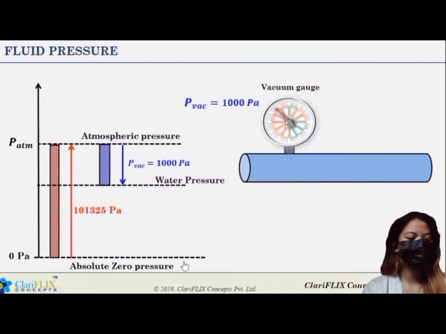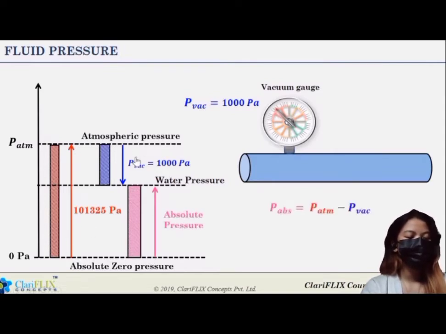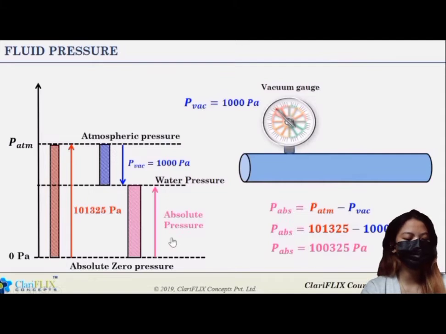Again, the pressure can be represented from the absolute zero line, which is known as absolute pressure. So absolute pressure will be equal to atmospheric pressure minus vacuum pressure. Atmospheric pressure is 101325 minus 1000 pascals, which gives the absolute pressure in the pipe.